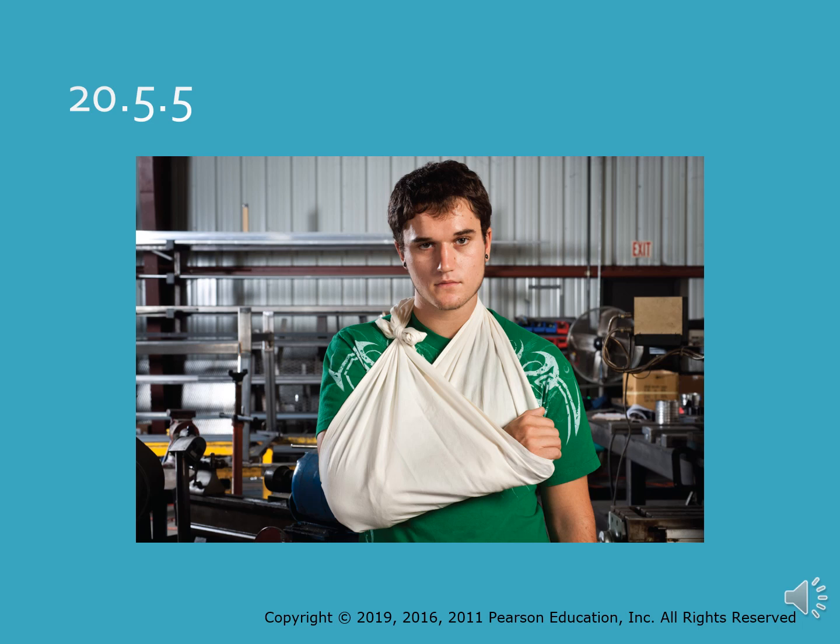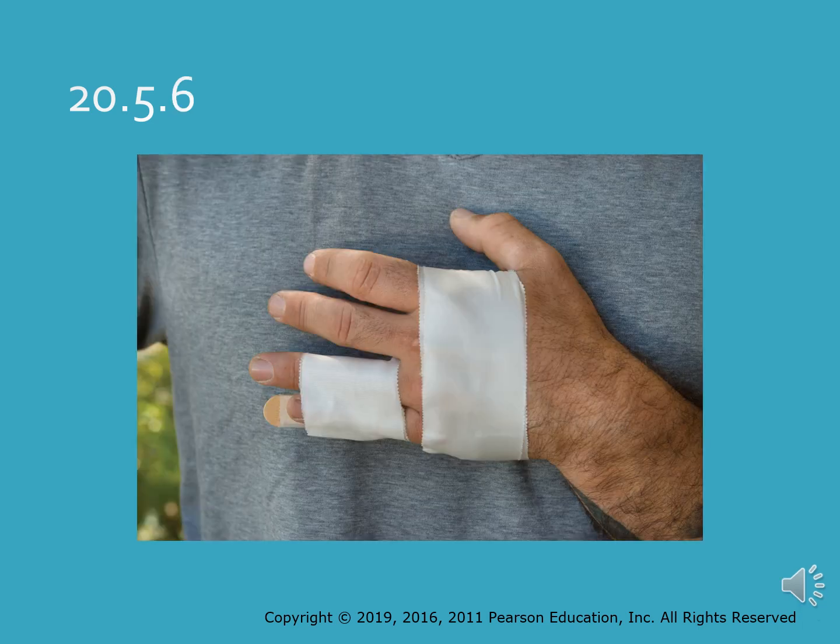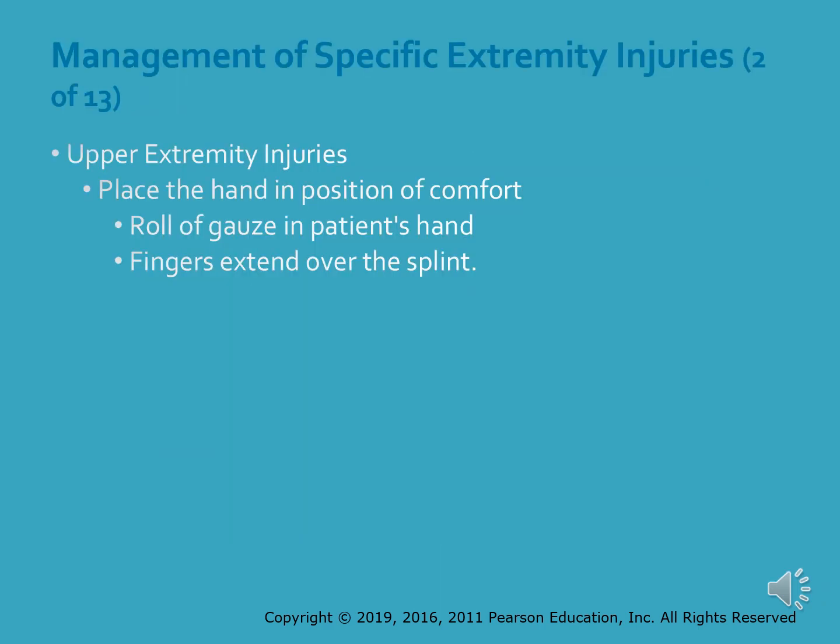Here is the forearm, wrist, and hand that's splinted. This splint should extend from the elbow to beyond the fingertips and use a sling and swath for the elevation and support. Here's a simple immobilization of the finger. So you're going to use a tongue depressor as a splint or tape the finger to another uninjured finger. Very simple and easy. With upper extremity injuries, you're going to place the hand in a position of comfort, roll of gauze in the patient's hands, and then the fingers extend over the splint.